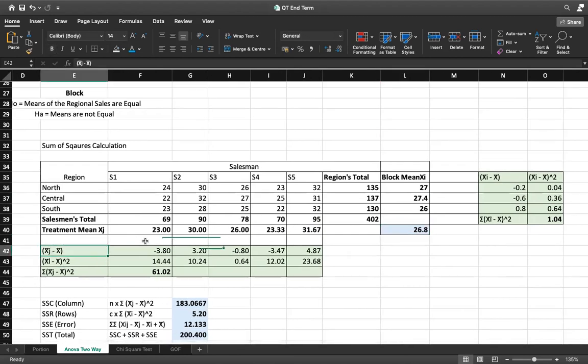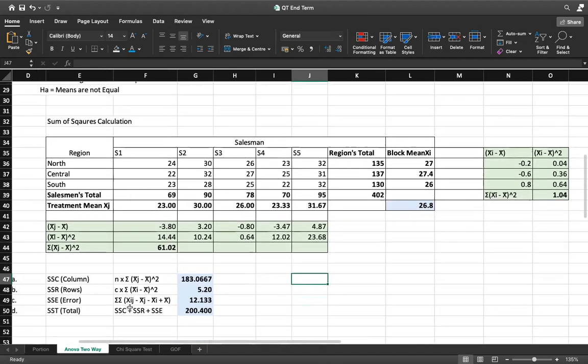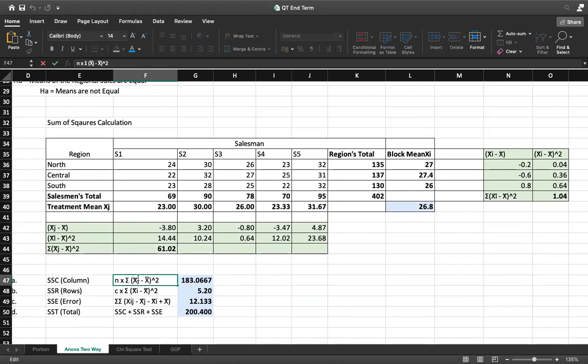The first thing I've done is subtract. You have to subtract the grand mean from each of your treatment means. So this is 23 minus 26.8. Then this one is 30 minus 26.8, and so on and so forth till the last. For all 5 of them, you have to do the same procedure. Then you square these values, and total the squared values. This is the sum of these values, the second half of the SSC formula, which is 61.02.